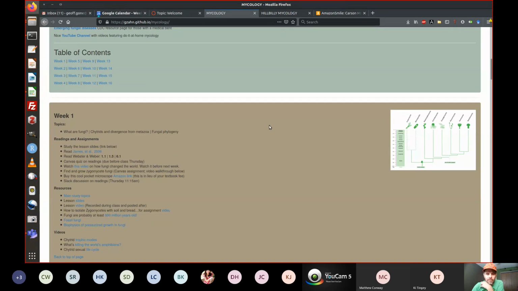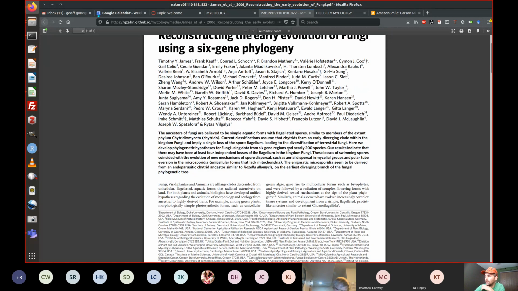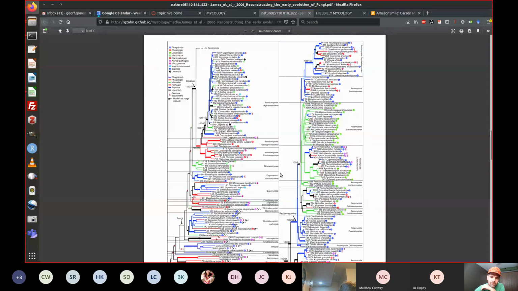So your first reading assignment for this week is James et al. 2006. It's a bit of an older paper, but this one was really groundbreaking. It made it into Nature, which is a really prestigious scientific journal. And look at that list of authors. Dozens of people spent a lot of time basically to make this phylogeny.